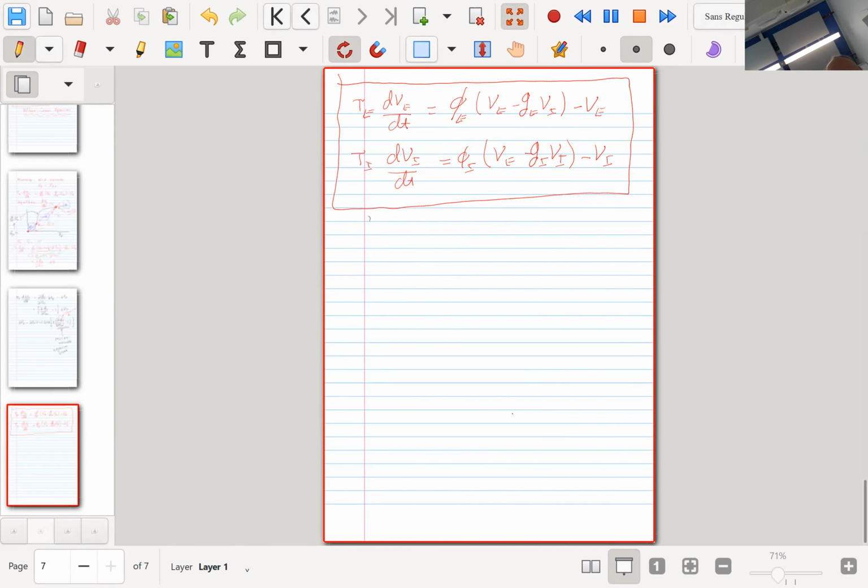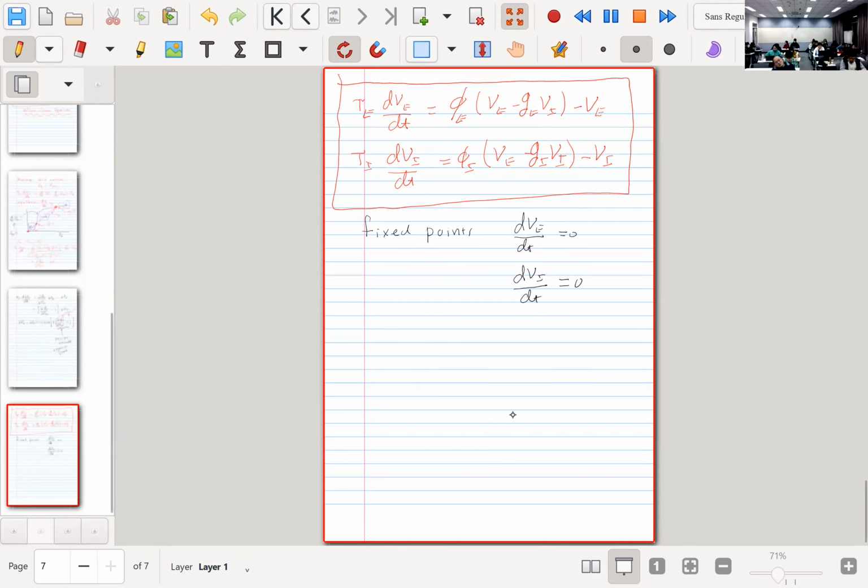So the fixed points, which we really care about, are dν_E/dt equals 0 and dν_I/dt equals 0. If both of those are satisfied, those are satisfied at a single set of points.